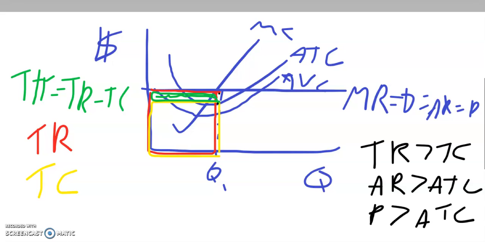That's what I would say. But you can say any of those three things in black, right? Total revenue is greater than total cost, average revenue is greater than average total cost, price is greater than ATC. So this is a firm making a profit, right?